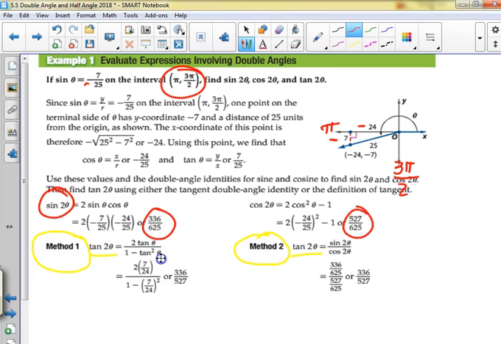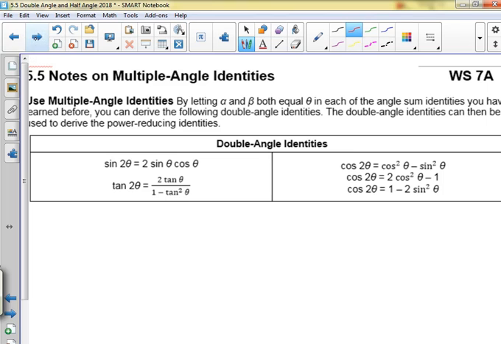Then for tangent, the first time they put it in the lovely tangent formula. Does that look lovely? The second time they said, well, wait a minute. If we already have sine and cosine, can't we just do this divided by this? And remember, it will flip over and the bottom will go away. So they got, do you see where they got the 336 over 527? Okay, we're going to do these.